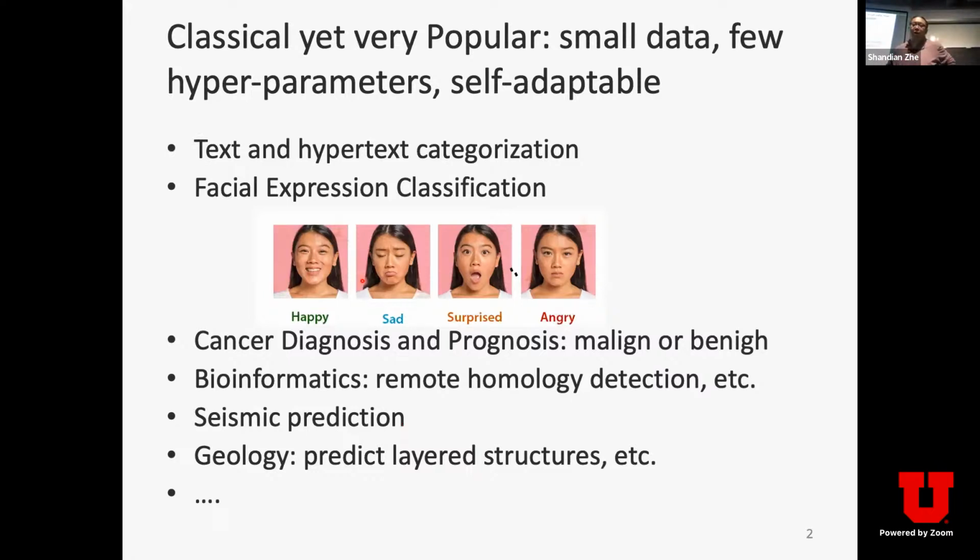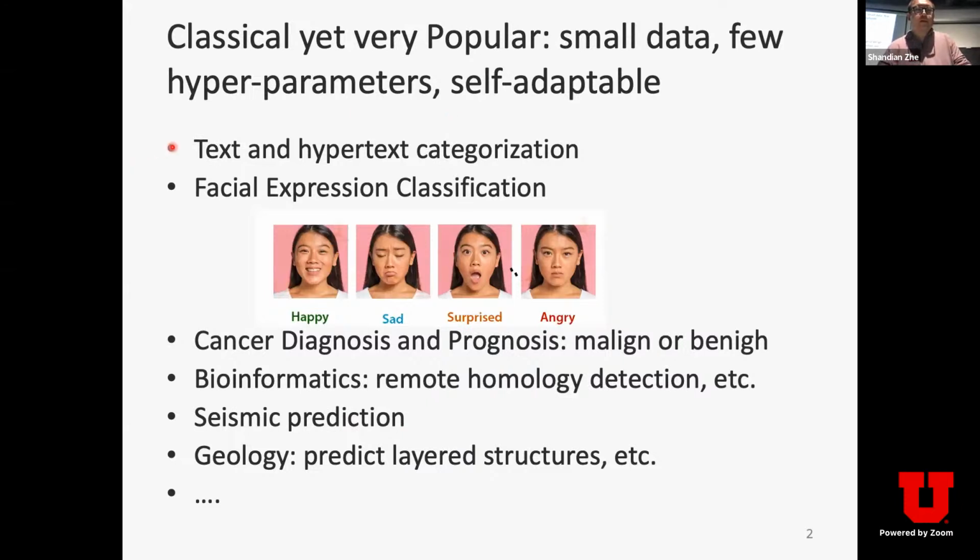Even though support vector machines are no longer the central focus of machine learning research, because most research is now dominated by neural networks, they are still very popular and used in many cases. They are particularly useful for small data with few hyperparameters, and they can self-adapt, meaning they adapt pretty well according to the data. Therefore, they have many advantages that neural networks don't have.